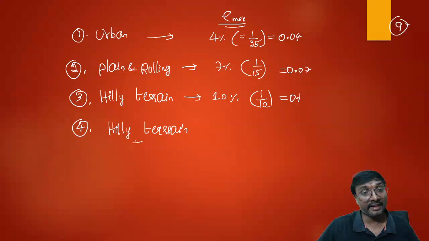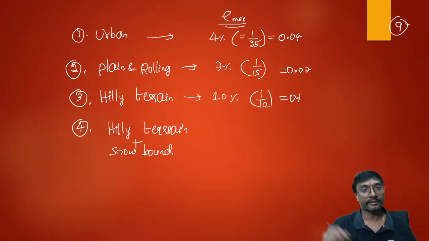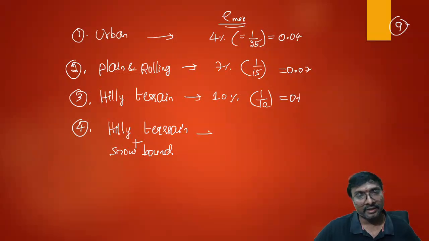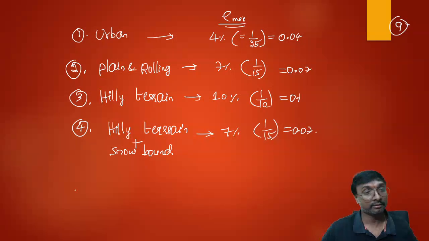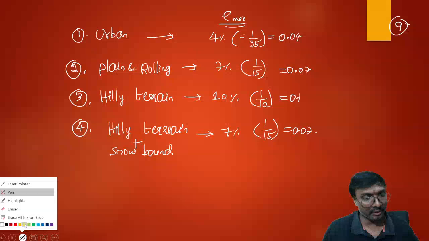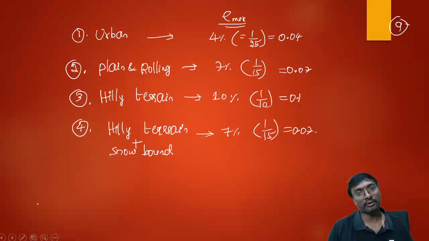It is a hilly terrain with what conditions? Tell me. Snowbound conditions, right? So then what can you say? Again it will be taken as your 7%, na? So 1 in 15 approximately, so 0.07. Like that, what will we be having? So we'll be having this super elevation, right?